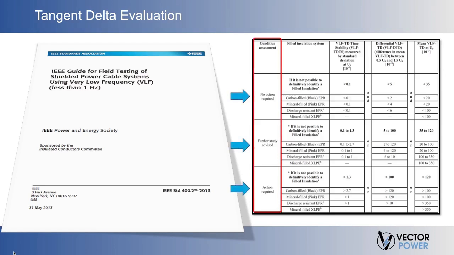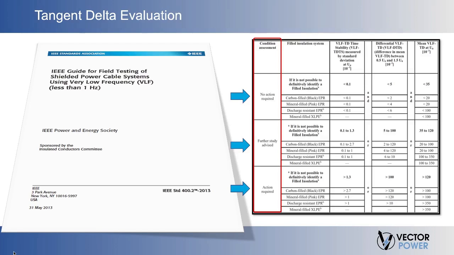Now, when we're using these tables, if all criteria for evaluation are within expected parameters, then no action is required. IEEE recommended repetition rate of testing for a healthy cable is approximately 5 years. Now, if the cable is outside of any of the expected criteria for evaluation parameters, further study is advised.